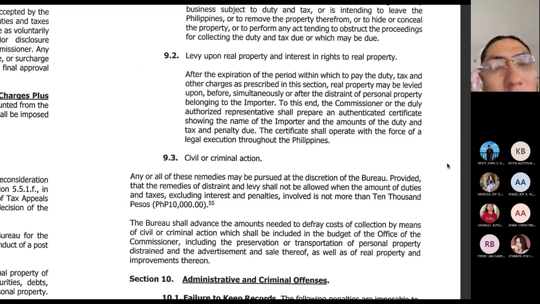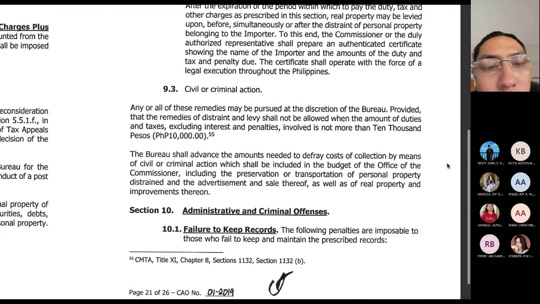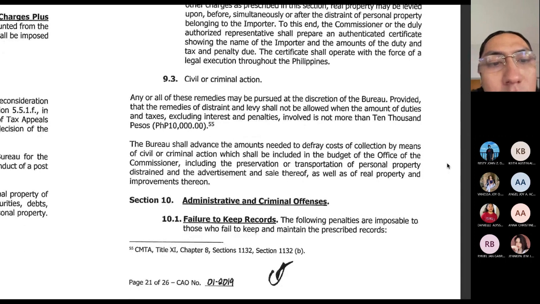9.3 Civil or criminal action. Any or all of these remedies may be pursued at the discretion of the Bureau, provided that the remedies of restraint and levy shall not be allowed when the amount of duties and taxes, including interest and penalties, involved is not more than 10,000 pesos.